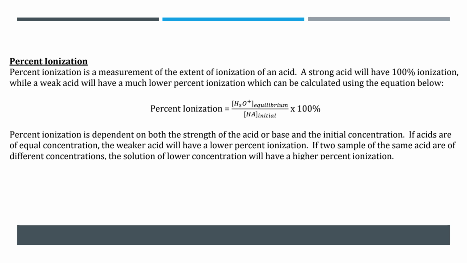So percent ionization measures the extent of ionization of an acid. If it's a strong acid, it's going to be 100% ionization, while if it's weak, it's going to be much lower. Here's how we calculate it: your hydronium concentration at equilibrium divided by your initial acid concentration, times 100. This is dependent on the strength of the acid or base and the initial concentration. So if acids are at equal concentration, the weaker acid will have a lower percent ionization.